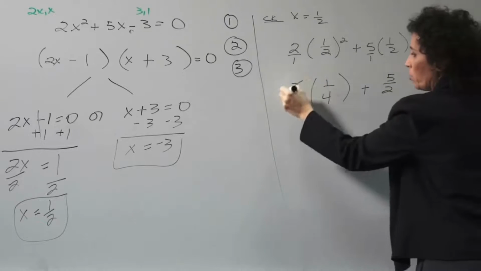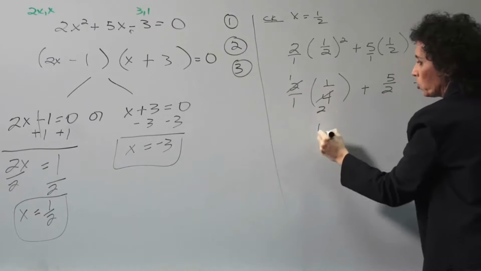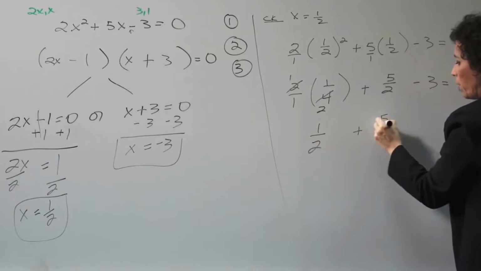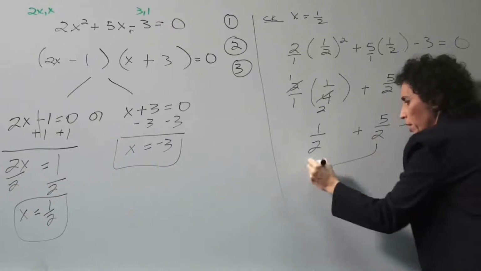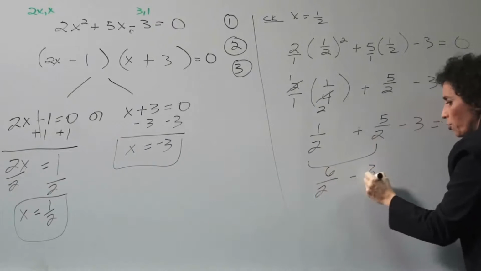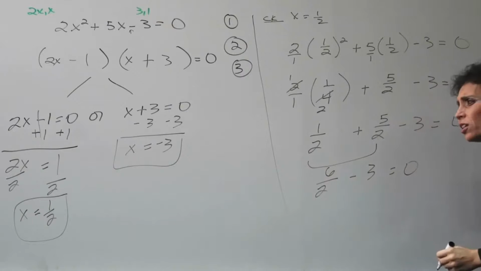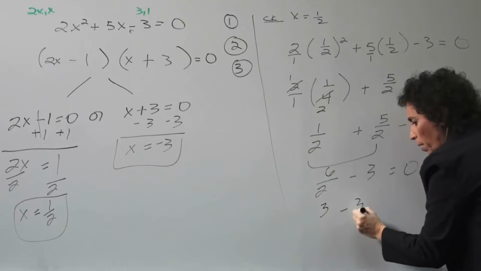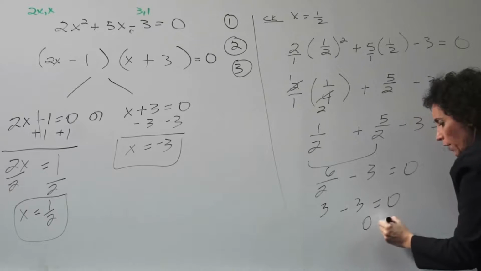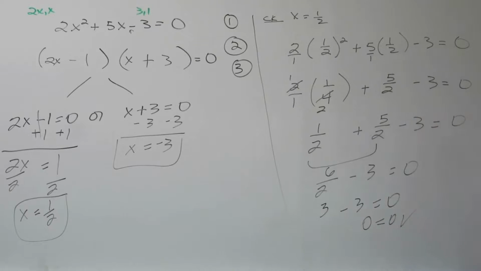I'm going to reduce here. 2 goes into 2 once, 2 goes into 4 twice. This is 1 half plus 5 halves. Watch, this is so easy. Look, I'm so happy. This is 6 halves minus 3 equals 0. But what is 6 halves? No, 6 halves is 2 into 6, which is 3, minus 3, which is 0, and that all checks. So you are done. That's one check.